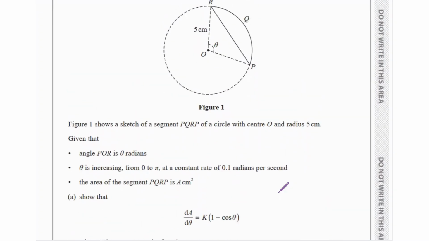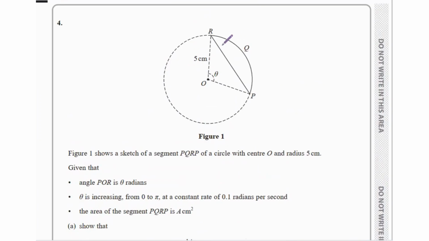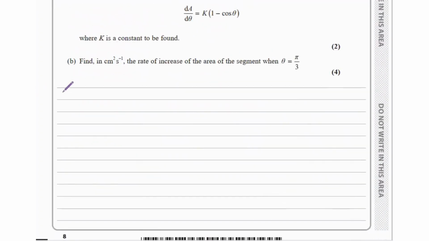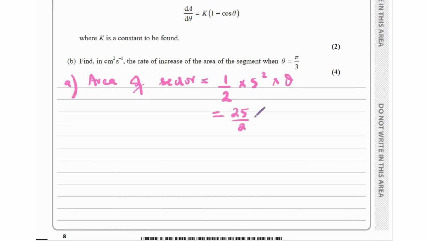So for the area of the segment PQRP, this is this segment. We find area of the sector, then we find area of the triangle ORP, subtract the two, that gives us the shaded part. So area of sector, since we're talking about radians, we're going to use the formula 1 over 2 r squared theta. R is 5 times theta. So that's 25 over 2 theta.